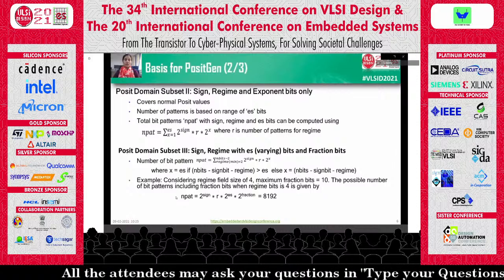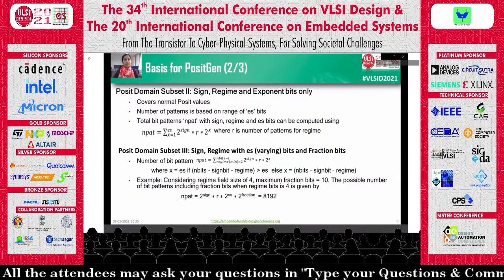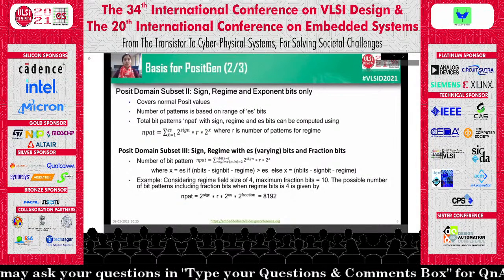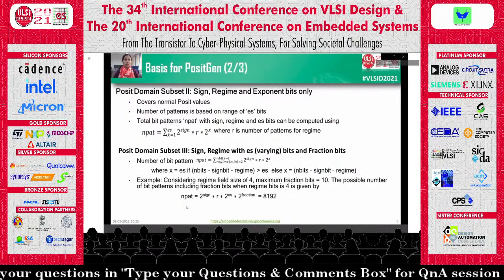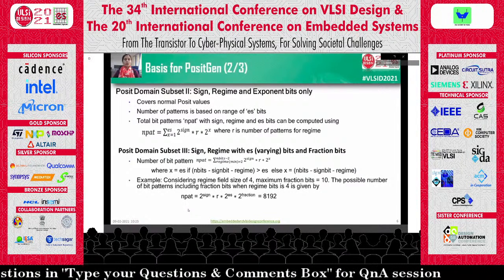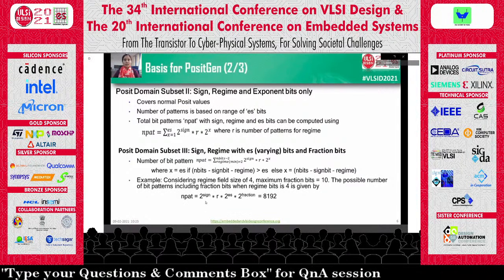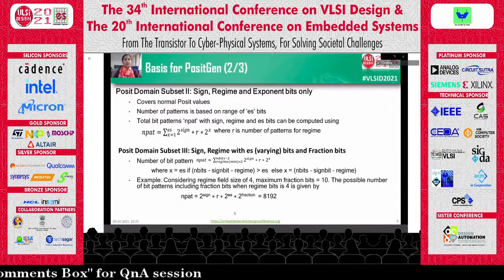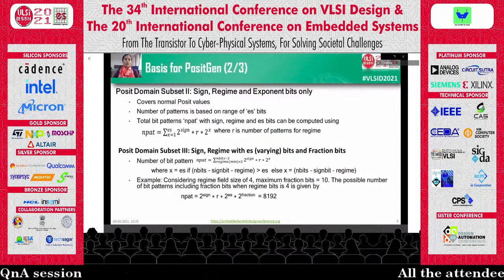For example, for POSIT 16.1, the regime size is 4, and fraction bits will be 10. So the number of patterns can be calculated by using the equation where NPAT is 2 raised to sign into R into 2 raised to ES into 2 raised to fraction. So it gives a total of 8192 bit patterns for POSIT 16.1 where the size of the regime is 4.